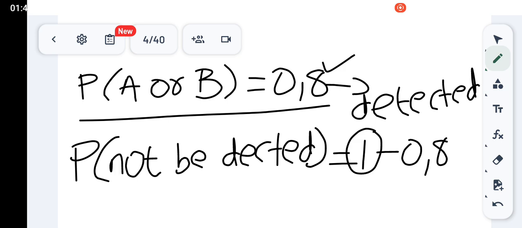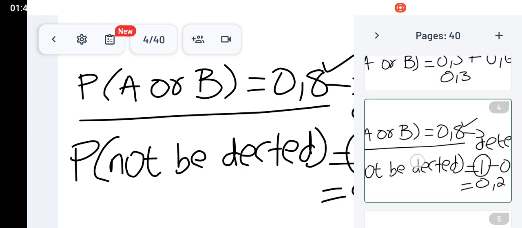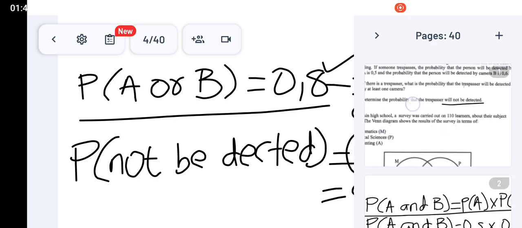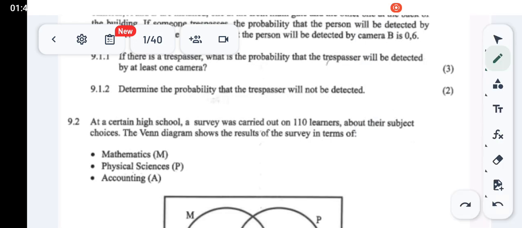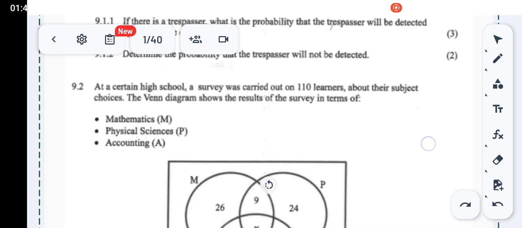The value that is left is the probability that the trespasser will not be detected. So 1 minus 0,8 is definitely equal to 0,2, right? Yes, 0,2. So this is the probability that the person will not be detected. That's very simple. And then let's move to Venn diagrams.